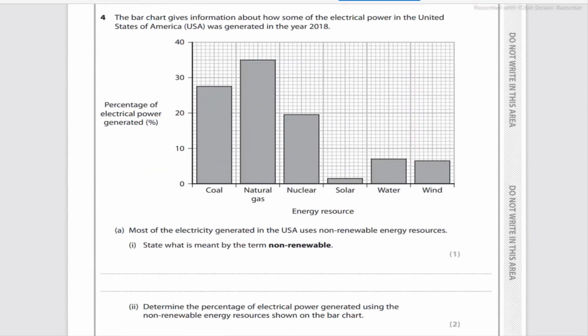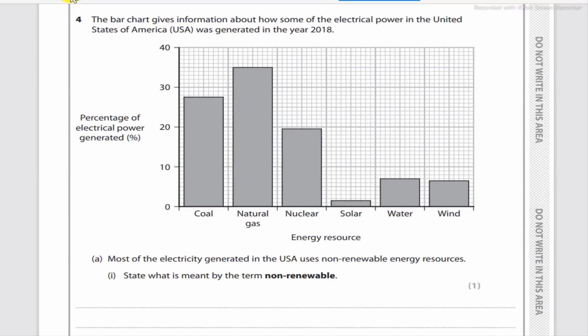Question number 4. The bar chart gives information about how some of the electrical power in the United States of America, USA, was generated in the year 2018. Energy resource: coal, natural gas, nuclear, solar, water, wind. Percentage of electrical power generated, in percent.